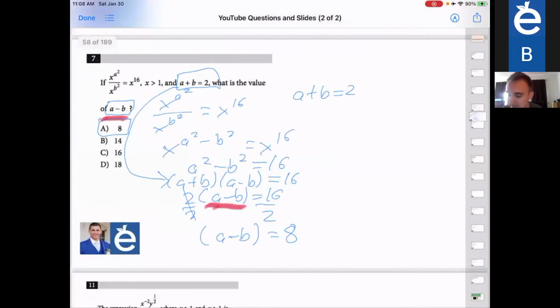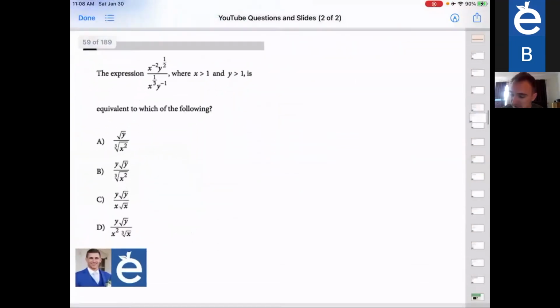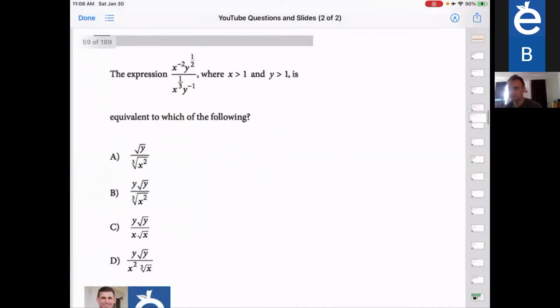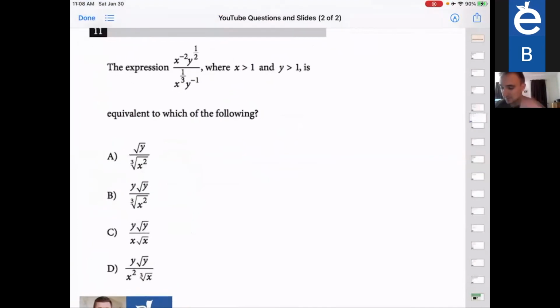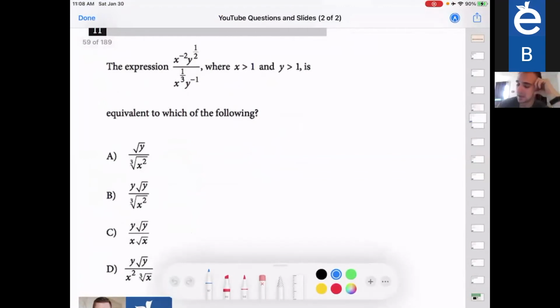Answer number A. Move on to the next one, page 59 of the PDF. It looks like we'll probably be working with some of these same things, subtracting exponents and a fraction, and it looks like given by our answers some radicals here. The expression x to the negative second times y to the 1/2 over x to the 1/3 times y to the negative first, where x is greater than 1 and y is greater than 1, is equivalent to which of the following?